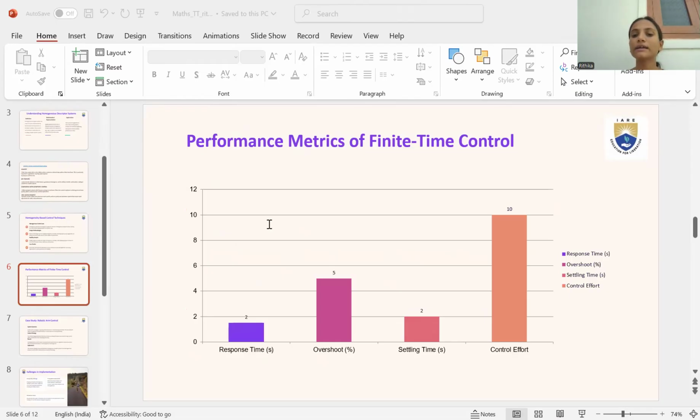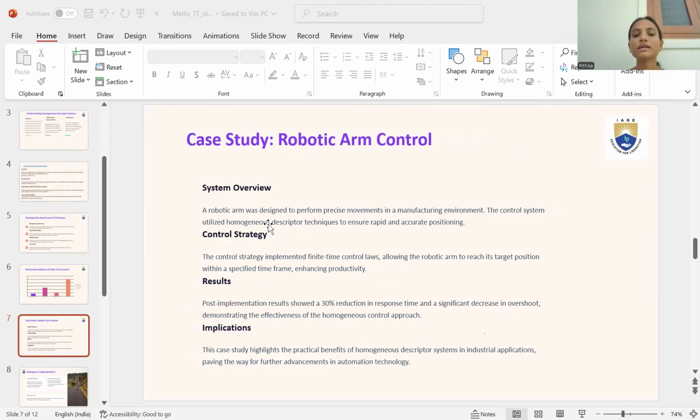Performance metrics of finite time control. Response time, overshoot, settling time, and control effort are shown in this graph. Case study. Robotic arm control.